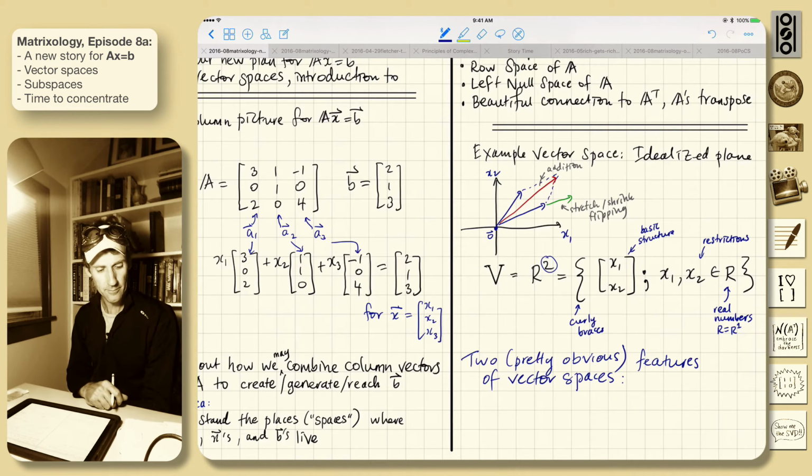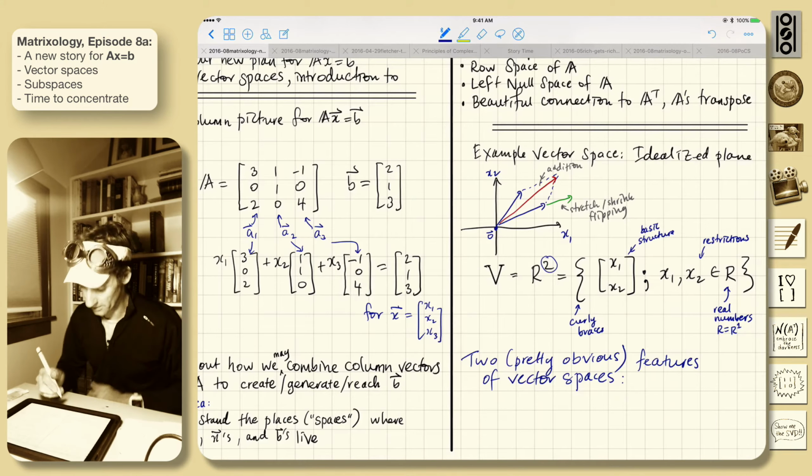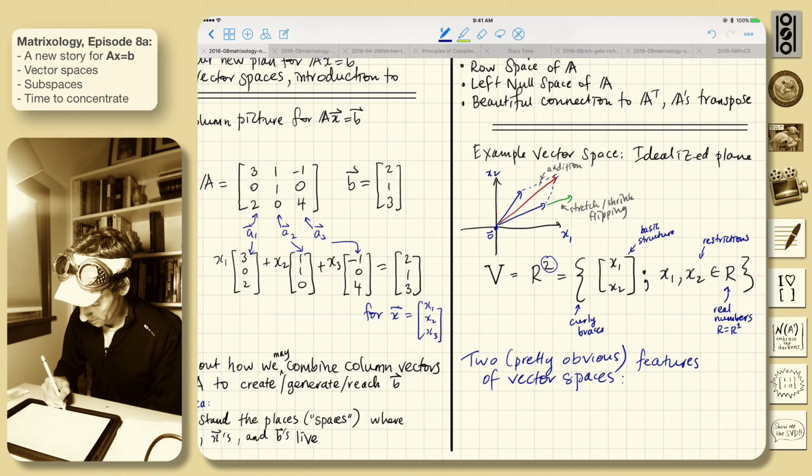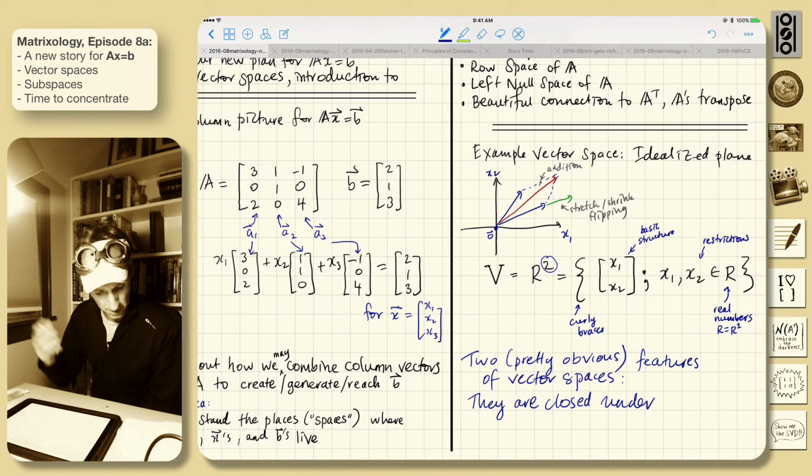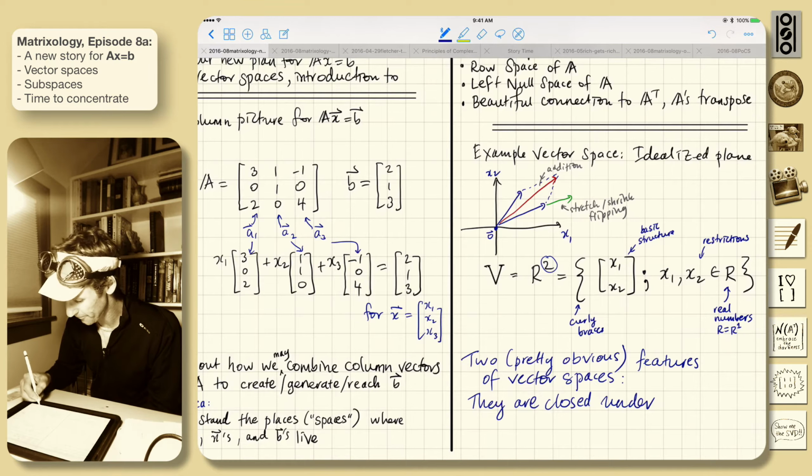One, well, let me just say it like this, so that they are closed. Maybe this is closed under scalar multiplication and addition, right?